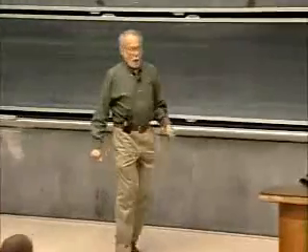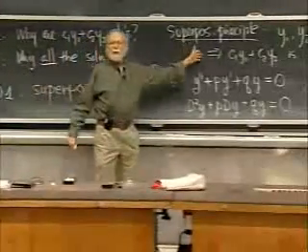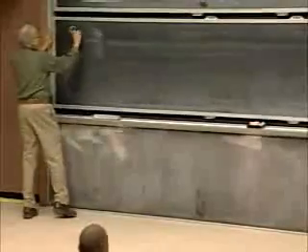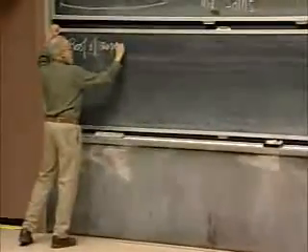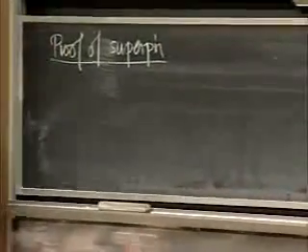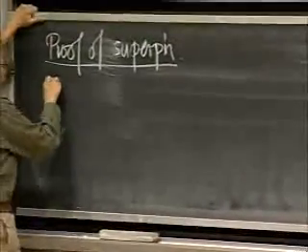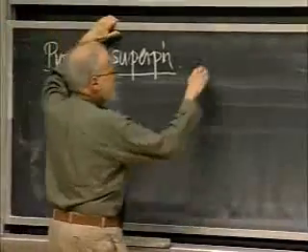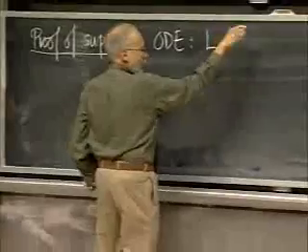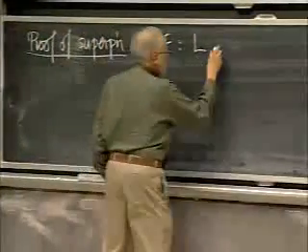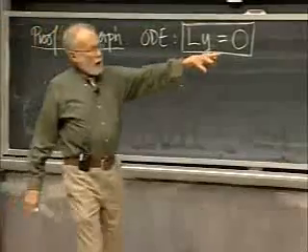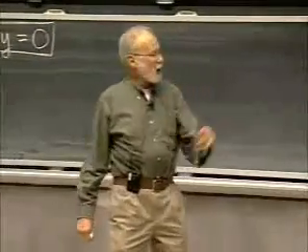Well, all that was a prelude to proving this simple theorem, the superposition principle. So finally, what's the proof? The proof of the superposition principle: if you believe that the operator is linear, then L of C1, in other words, the ODE is L, where L is D squared plus PD plus Q. So the ODE is LY equals 0. And what am I being asked to prove? I'm being asked to prove that if Y1 and Y2 are solutions, then so is that thing.